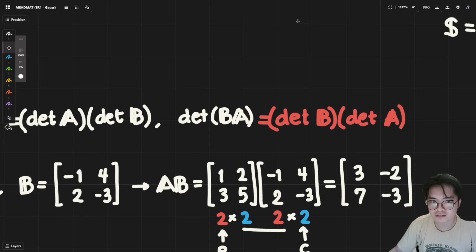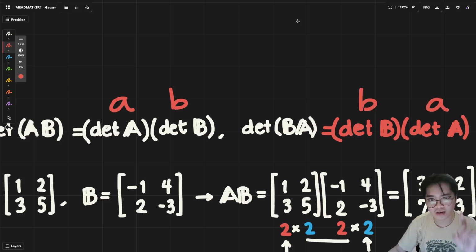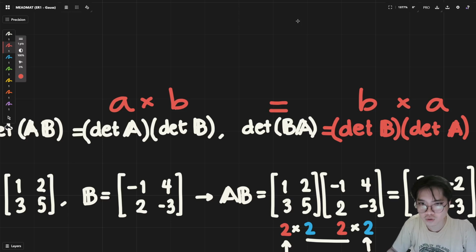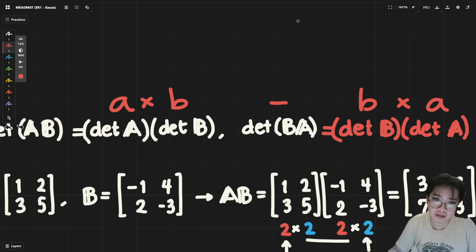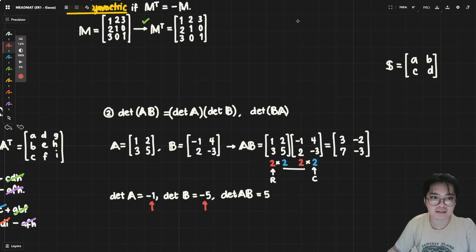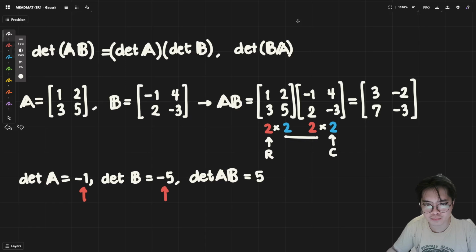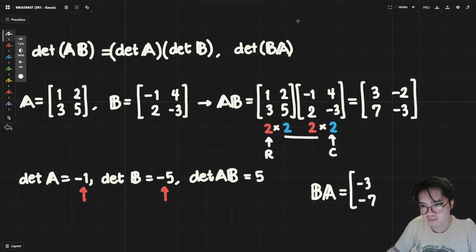And what you notice, this is just a number times a number. A, B. This is just B and A. These are numbers we're talking about. These are not matrices. So that means multiplication is commutative. You can switch the order. And so in this case, even if I don't know the value of the matrix BA itself, I know that it will have the same determinant as the matrix AB. Most likely your BA, my guess, is negative 3, negative 7, 2, and 3. That's my guess.